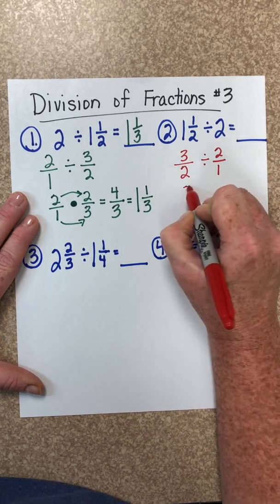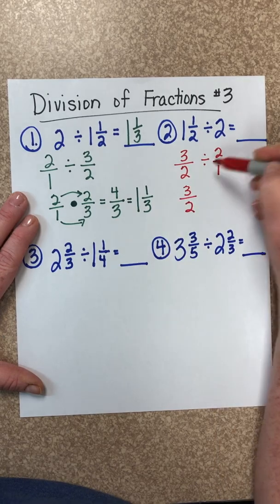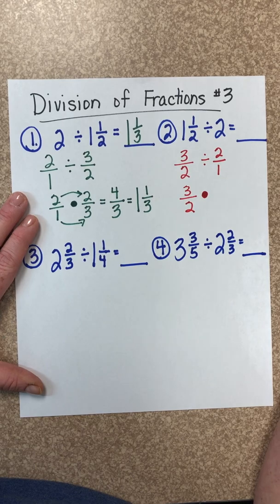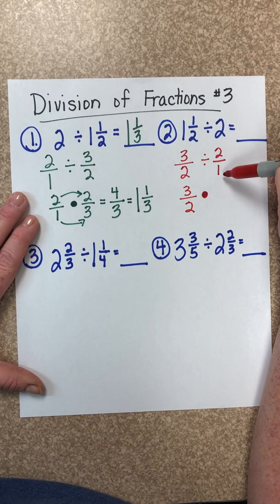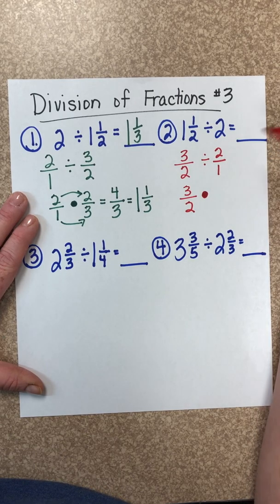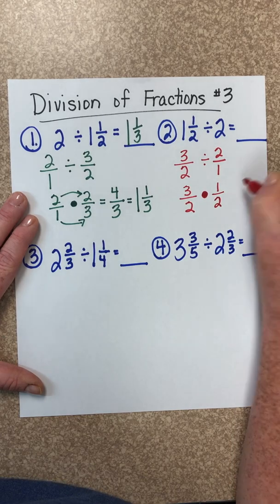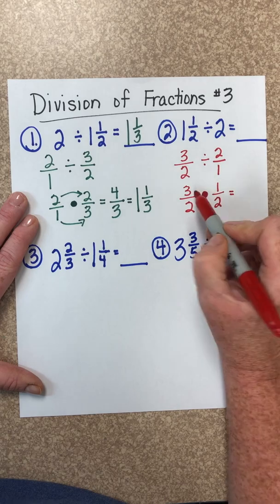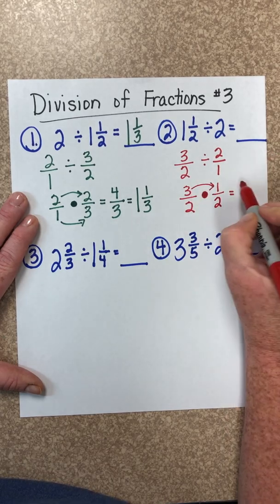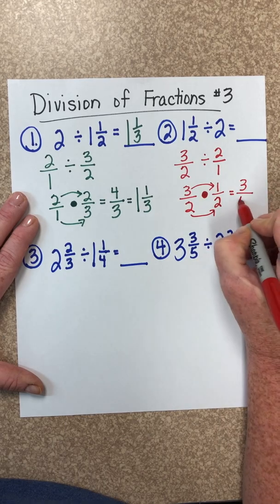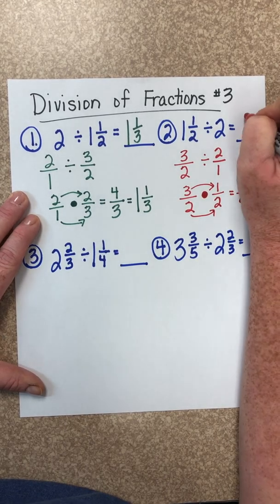Keep the first fraction, change the division symbol to multiplication, and we're using the big dot. And then we're going to flip or write the reciprocal of 2 over 1, which would be 1/2. And now we can multiply. 3 times 1 is 3, and 2 times 2 is 4. So our answer is 3/4.